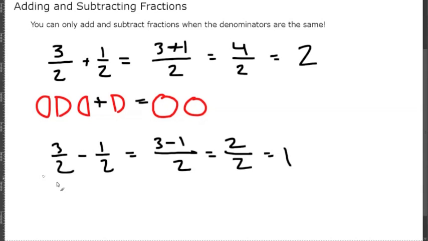Let's look at that visually again. We have 1/2, 2 halves, 3 halves, and we're going to take one of those halves away. So we're taking a half away. That is simply just 1 full circle, or 1.